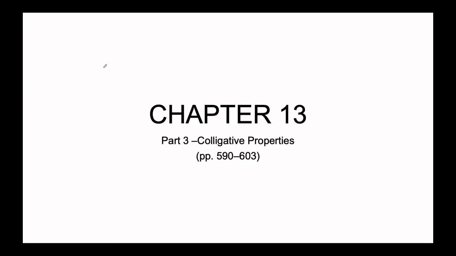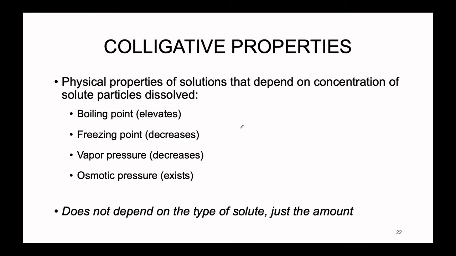Hello and welcome, class, to the conclusion of Chapter 13, wherein we are going to be talking about unique solution properties, and these types of properties are known as colligative properties. But we can think of these really as solution properties, with colligative just being a fancy word for solution instead. Alright, so what types of properties are we going to be talking about that are unique to solutions?